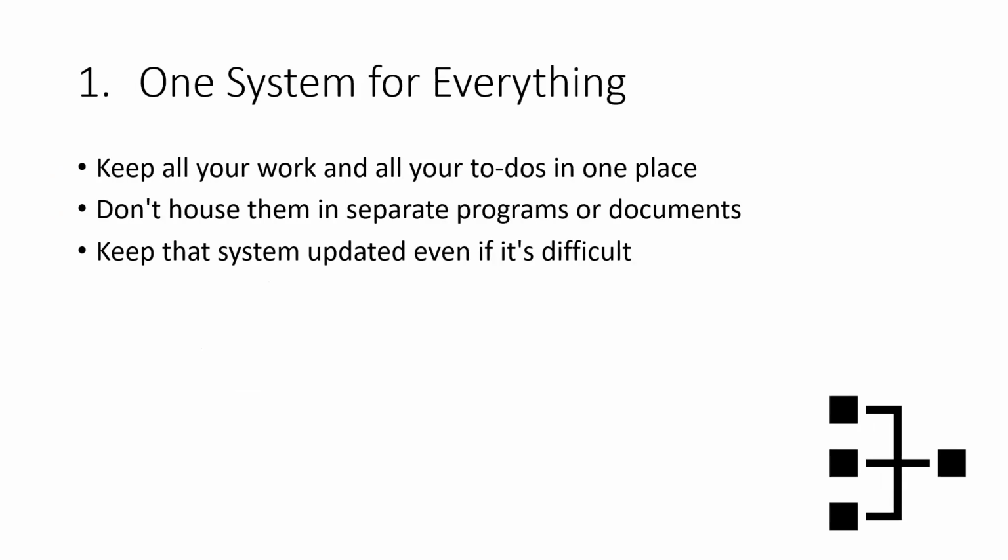So point number one: one system for everything. What you want to be doing in order to maximize your productivity at work is housing all of your to-dos and all your processes in one place. You don't want some in Outlook and others in Excel and some on To Do or any other platform, or some written down in a physical notebook on your desk. You want everything in one spot so that it's easy to access that information. And you want to spend time maintaining that system to make sure that it's updated.